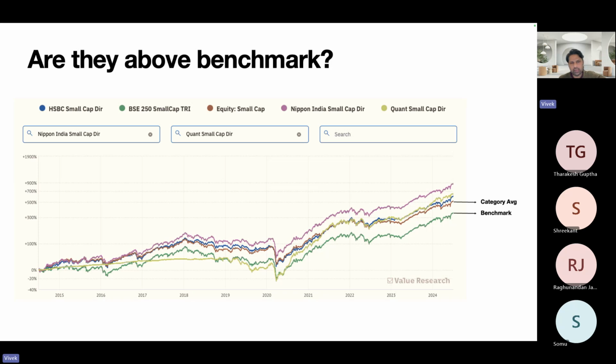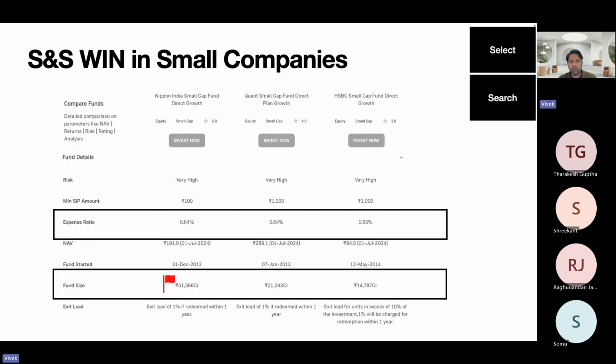So that becomes my second filter. The first filter is the ranking. The second filter is whether they have beaten the index. If they have consistently beaten the index, over 10 years, 5 years, 15 years, then that means they are doing a good job of allocating money to smaller companies. Once this is done, you can actually drill down and look at a comparison.